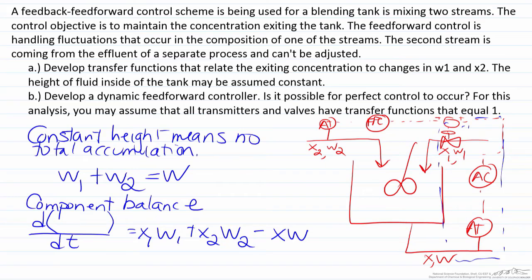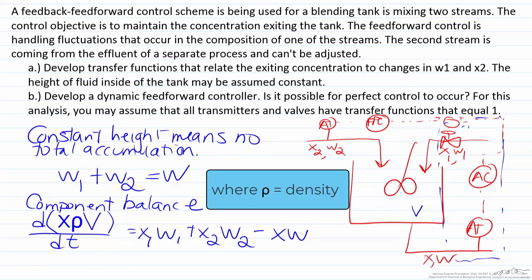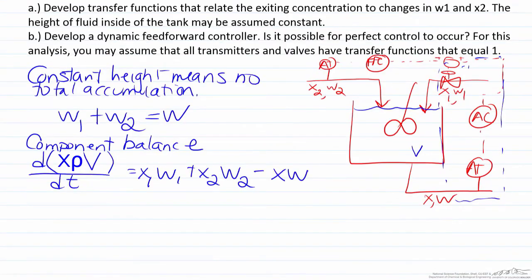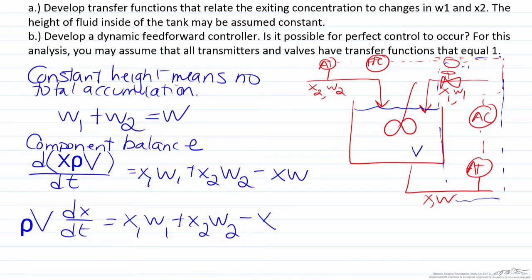So this can be represented simply as V, which I'll add into the system here. V represents the volume of the tank, and X represents the mass fraction. So thus, the total amount of mass of solute will simply be the volume V multiplied by the mass fraction, which is X, because we are assuming that the tank is well mixed. We'll assume here that V is a constant, so therefore we'll have V dx/dt equals X1 W1 plus X2 W2 minus X times the combination of the two streams, W1 plus W2.